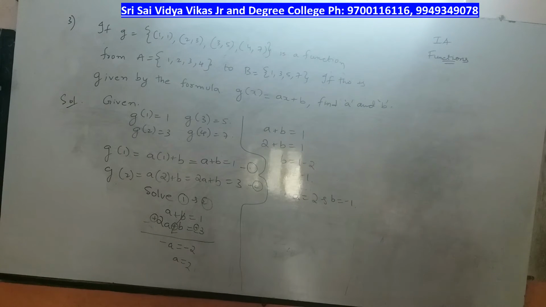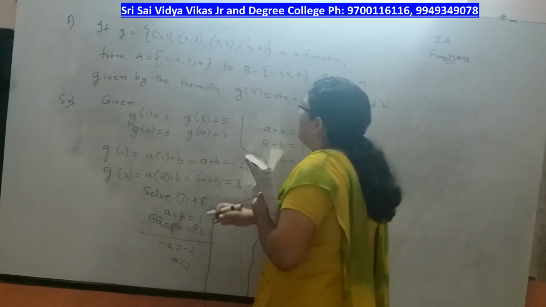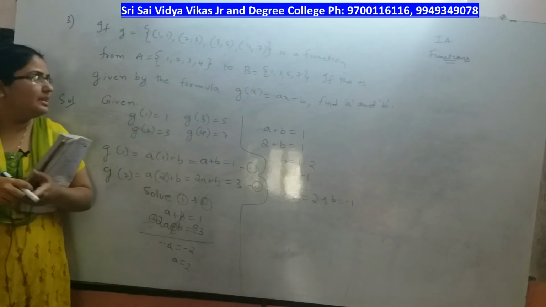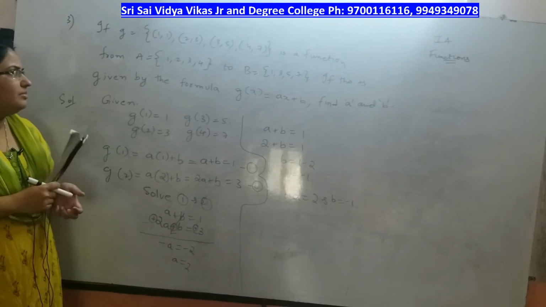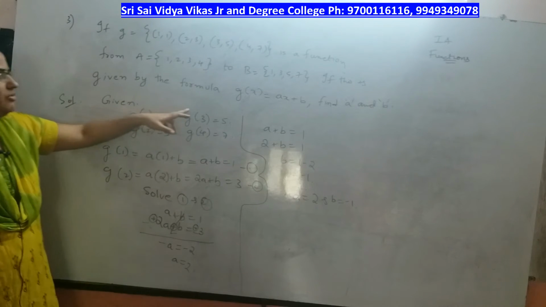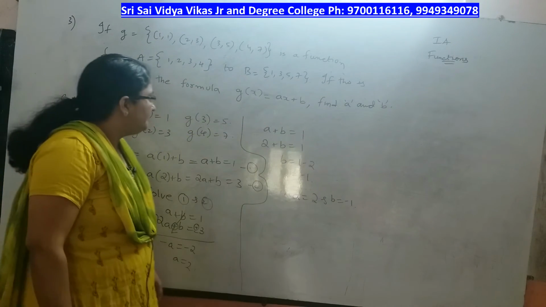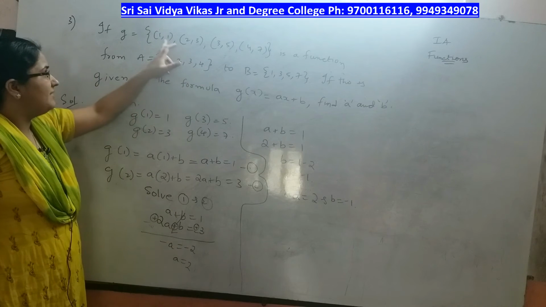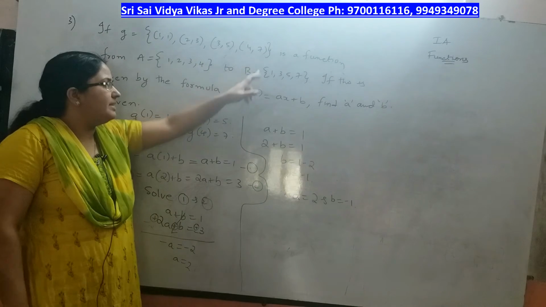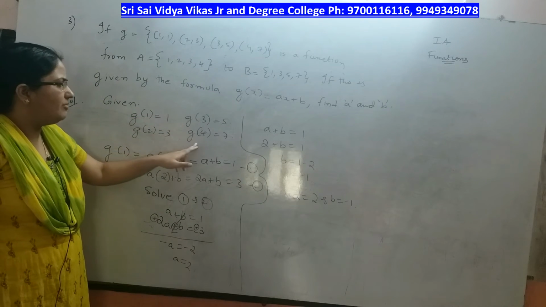Our next problem for today, if g is equal to {(1, 1), (2, 3), (3, 5), (4, 7)} is a function from A to B, that is A value is {1, 2, 3, 4}, B value is {1, 3, 5, 7}. If this is given by the formula g of x is equal to ax plus b, find a and b. From this what is given, g of 1 is 1, g of 2 is 3, g of 3 is 5, g of 4 is 7.